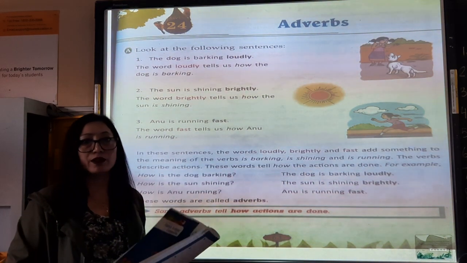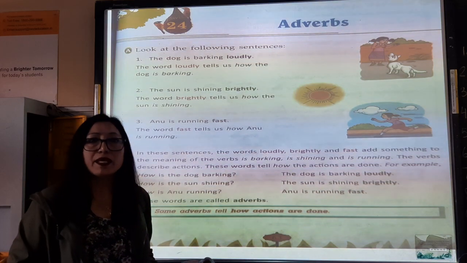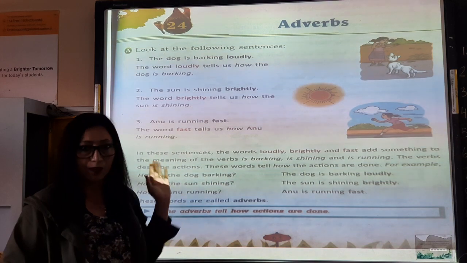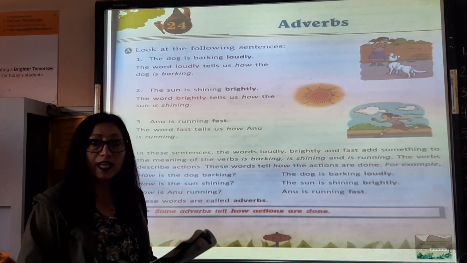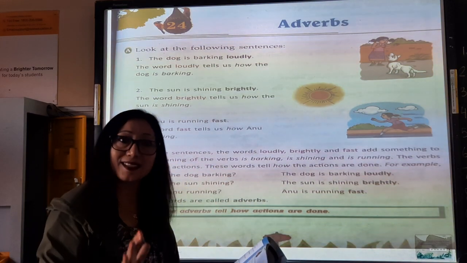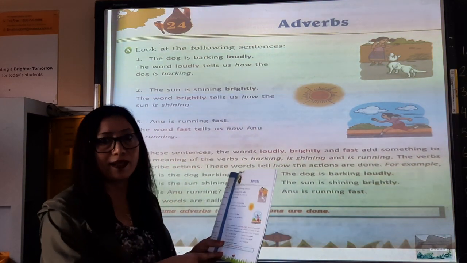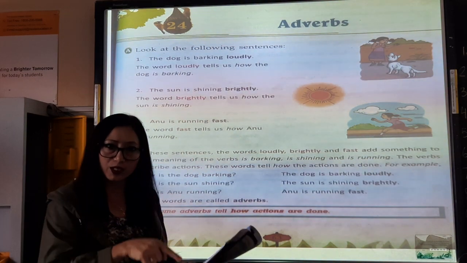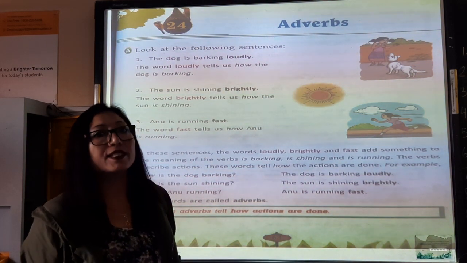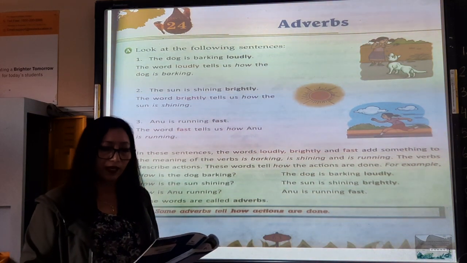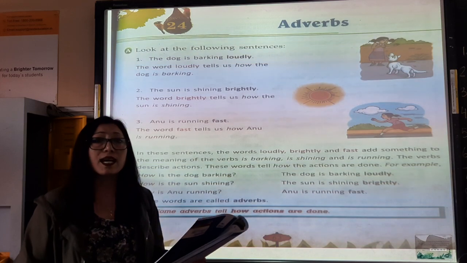Now, one of the children recently messaged me saying that they could not read what was on the board. Now, children, what is on the board is exactly what is in the textbook. If you cannot read from the board, look at your textbook and read along with me. Please. Okay? Now shall we start?